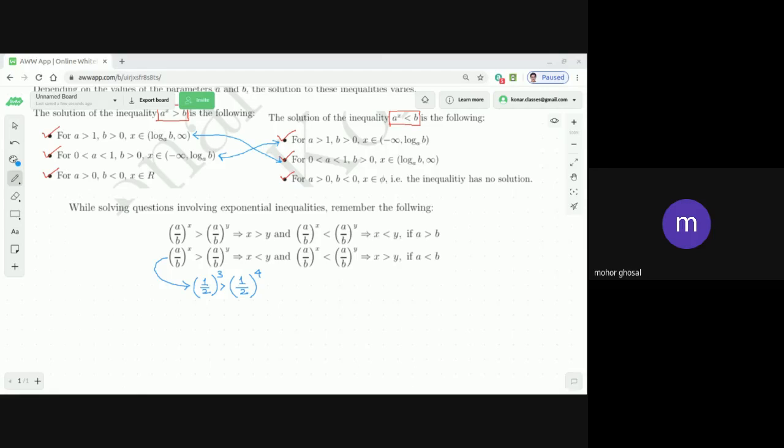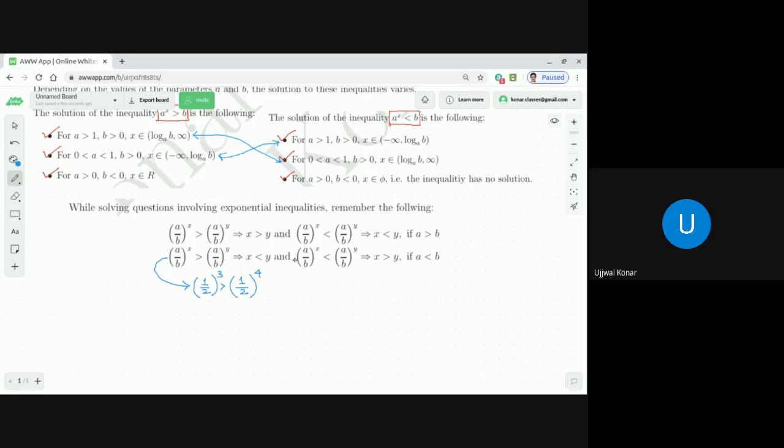Correct or not? So 1 by 2 power 3 is greater than 1 by 2 power 4. That we know, from our intuition we know, no? But 3 is less than 4. And similarly, you can invert this case. 1 by 2 power 4 is less than 1 by 2 power 3. That means 4 is greater than 3, no?